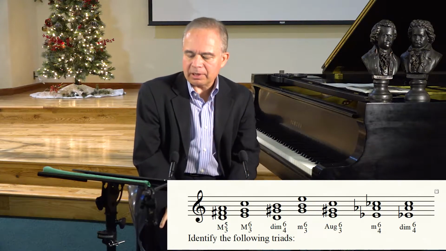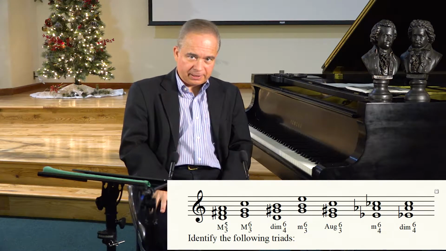Okay, so that's about it for identifying triads. Let's quickly recapitulate what you need to do here for the homework. First of all, you need to find the inversion. That's given to you by the figures underneath, either 5/3 for the root position, 6/3 for the first inversion, and 6/4 for the second inversion.